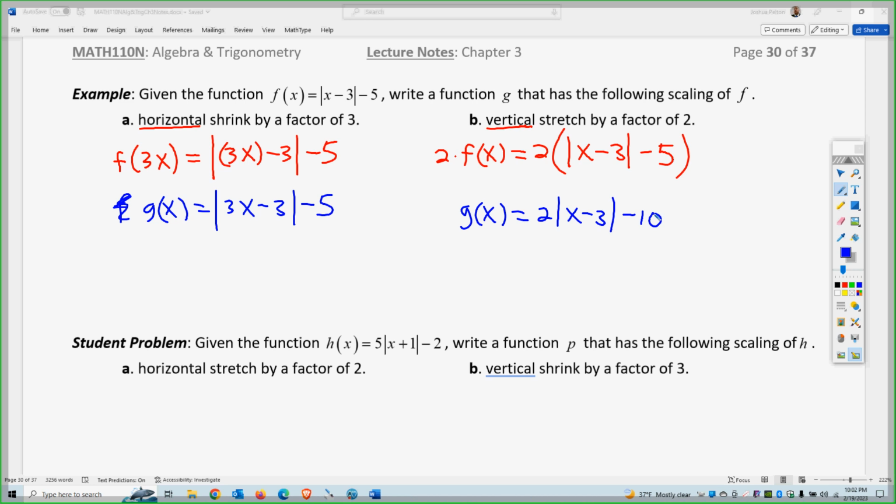Do not distribute over absolute values. Absolute values are not parentheses. Cannot do that. Order of operations. All right, pause the video. Try the student problem.